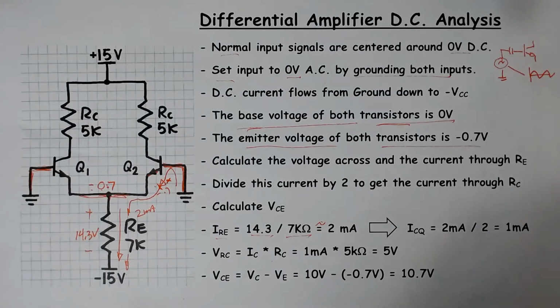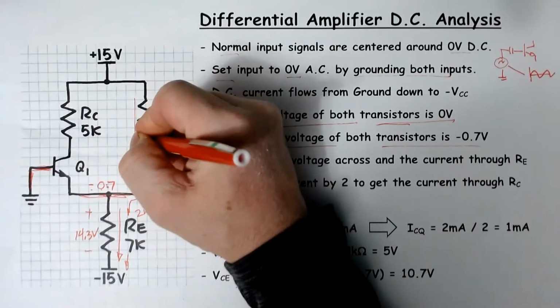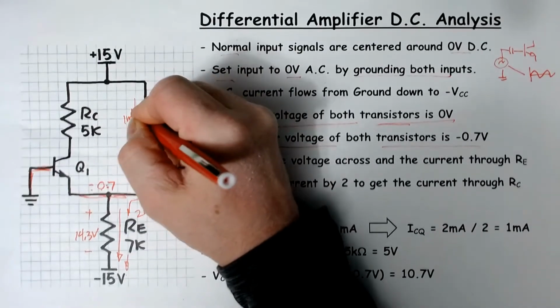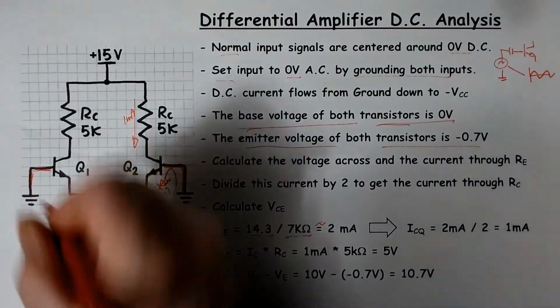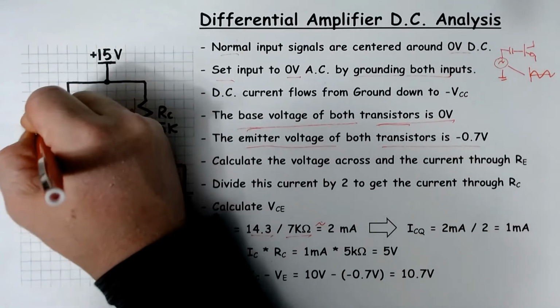You might want to say, geez, Mr. Nelson, does it split it in two? And if you said that, you would be correct. Essentially what happens is we get half of the current coming down here, going through this transistor here, and we get the other half of the current coming down here.